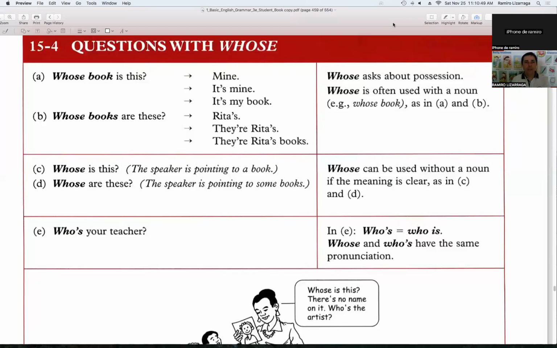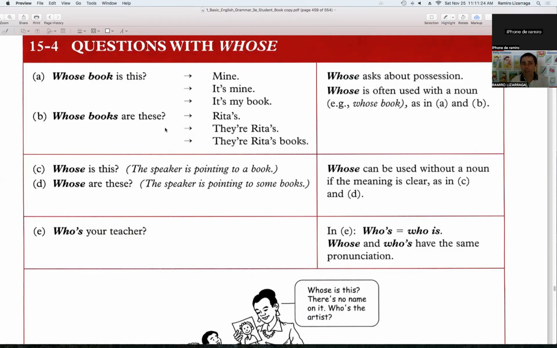Okay, so here we are. I opened this book in order to show you how to use whose, so you guys can remember how to use the question word whose. I want you to learn first how to use whose as a question word. Okay, so take a look at these examples on the screen. Whose book is this? Whose books are these? We can make a question in a singular form or in a plural form.